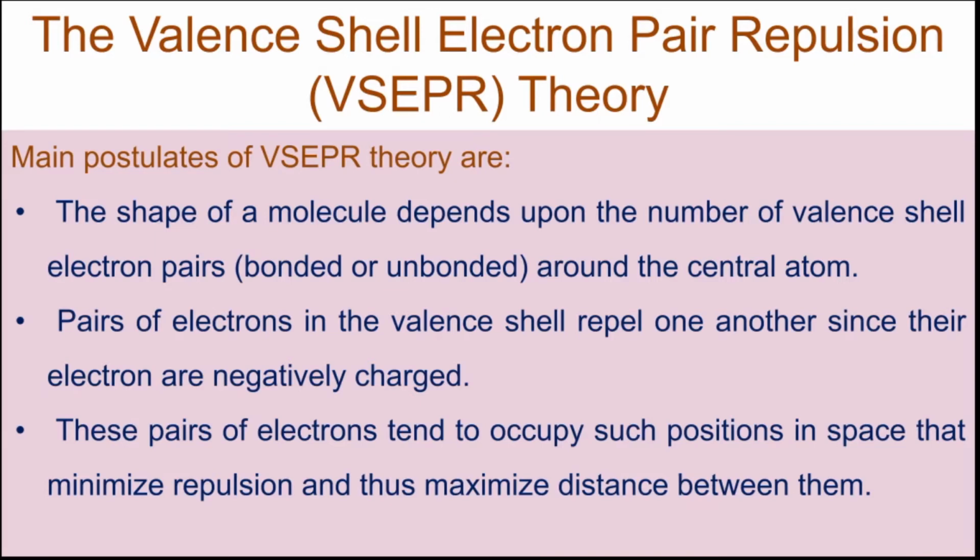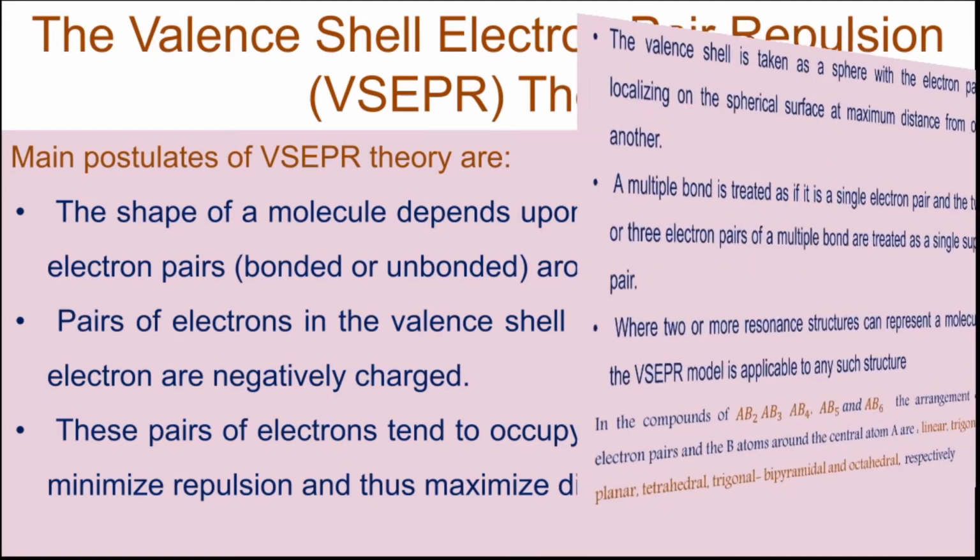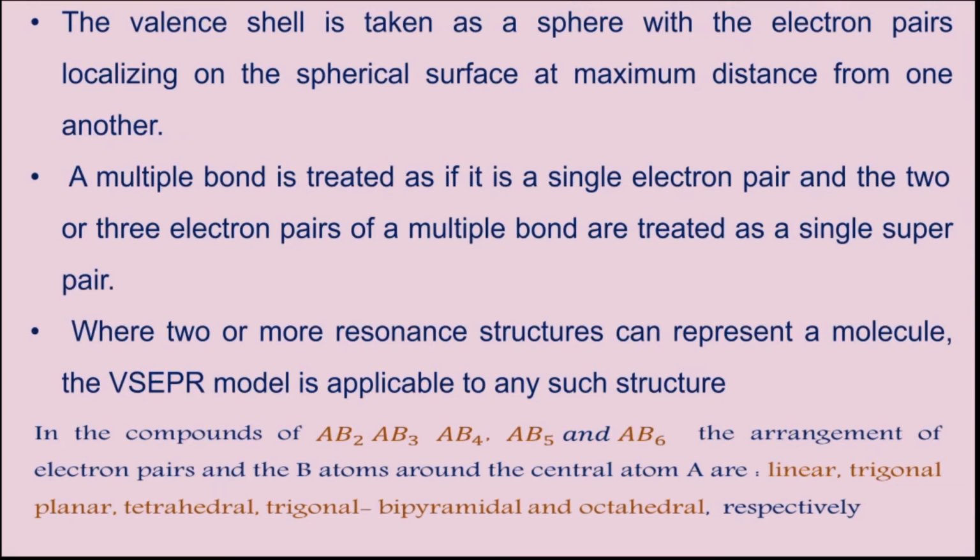So these pairs of electrons will tend to occupy the maximum distances away from each other, so that there will be minimum repulsion and maximum distance between them, so that they will experience better stability. Next, the valence shell is taken as a sphere with the electron pairs localizing on the spherical surface at maximum distance from one another, which we have already discussed.